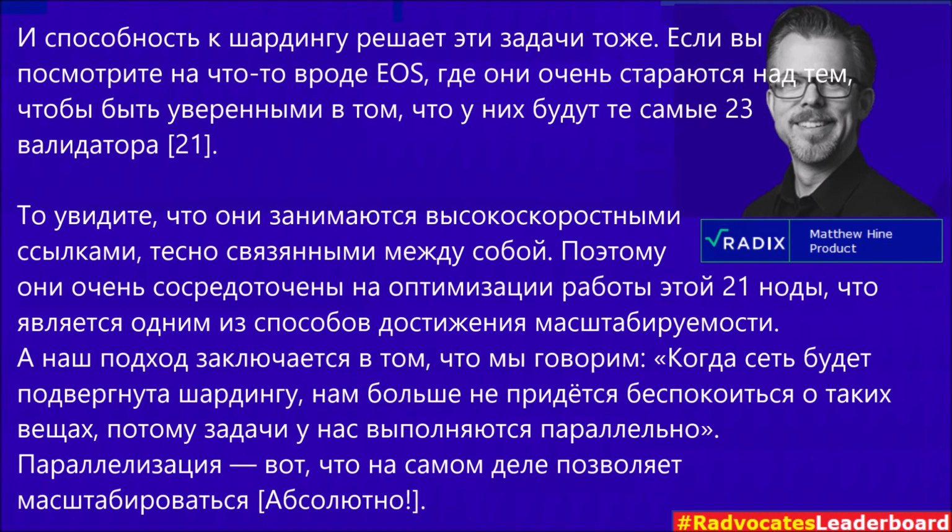I mean, you look at something like EOS, where they put a lot of work in making sure that they've got their, what is it, 23 or whatever validators, 21. I think it's 21, isn't it? Yeah. They're on these very high bandwidth links, and they're closely connected together. They've really focused on optimizing the performance of those 21 nodes, which is one way of approaching it. But what we're doing is basically saying, well, once this is sharded, you don't need to worry about that anymore, because you just parallelize. Parallelization is the name of the game for reaching scale.